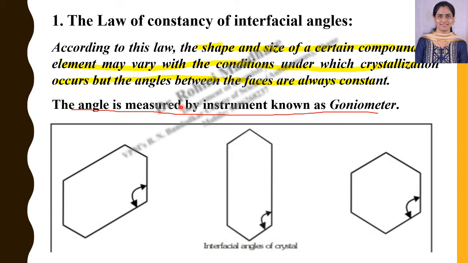Simply, what does the law of constancy of interfacial angle tell us? The shape and size of certain compounds or elements may vary with the conditions under which they are prepared, but the angles between faces are always constant. So this is the law of interfacial angle. You can see one compound which has different shapes and sizes, but the interfacial angle between adjacent faces is constant in all three possible shapes of the molecule. This angle is measured by an instrument called a goniometer.